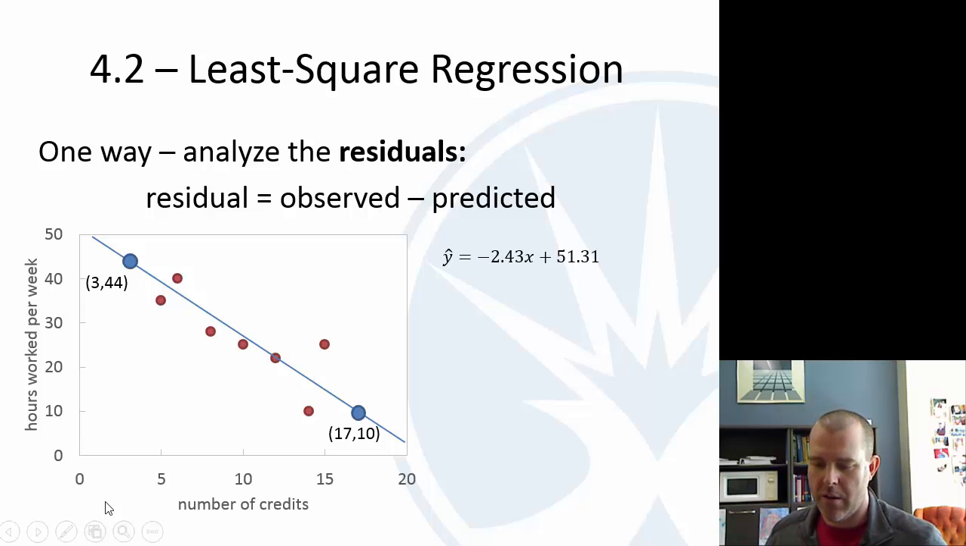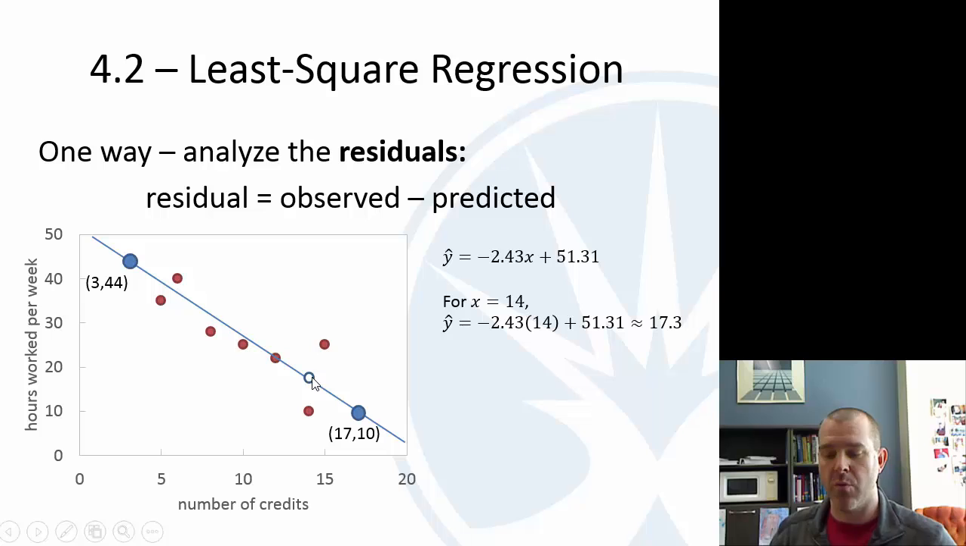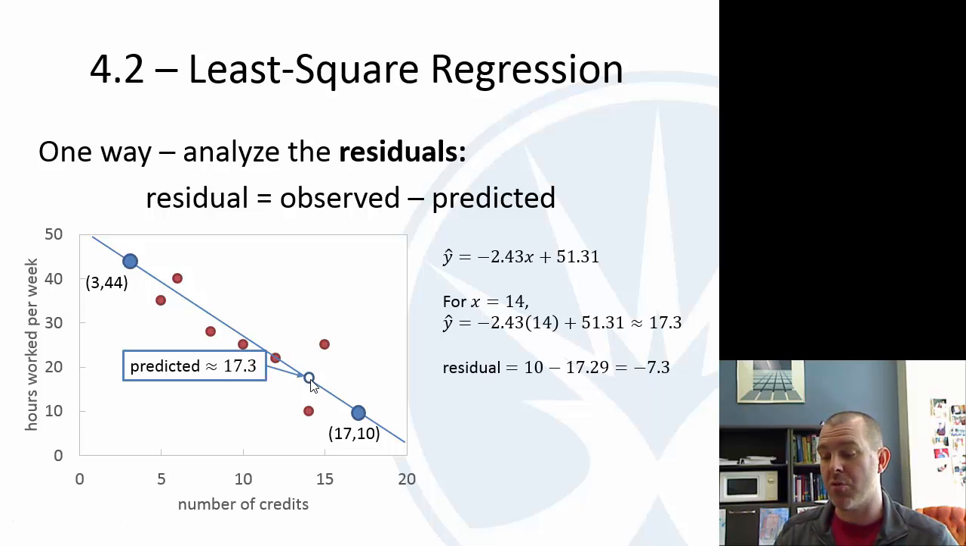So if we look here at this point right here, the line has it up here. If we put 14 into that equation, the line has it about 17.3 as what the hours worked would be for that student. And if we subtract those, the residual is negative 7.3. So that actual observation was 7.3 hours per week below what the line thought it should be. So that's the residual. It's negative in that case because the actual one is below the line.